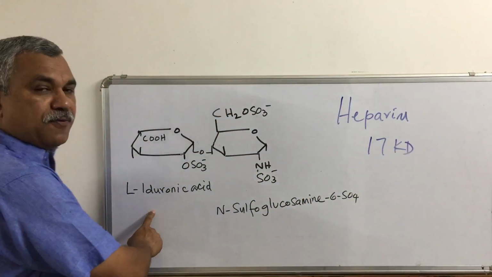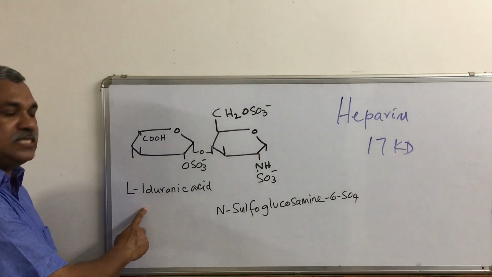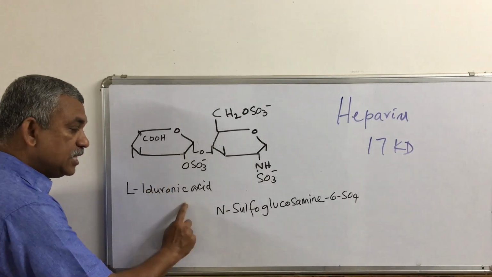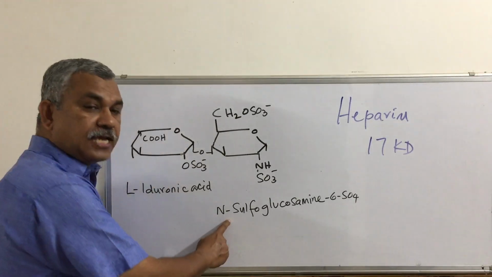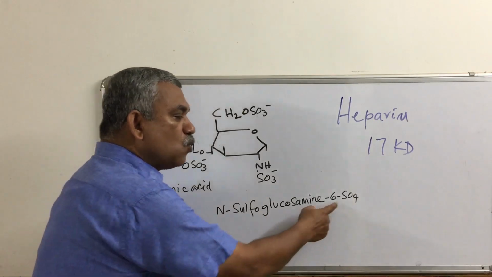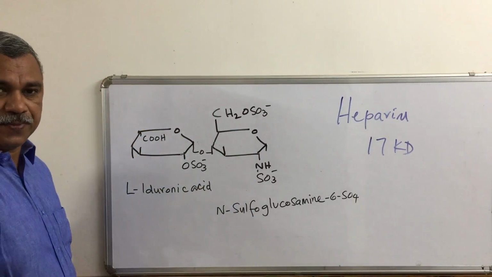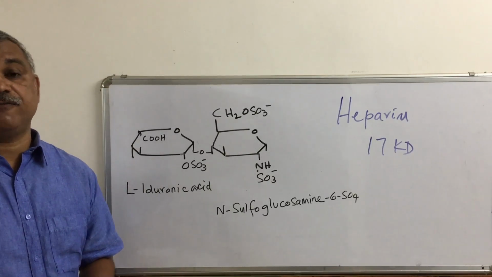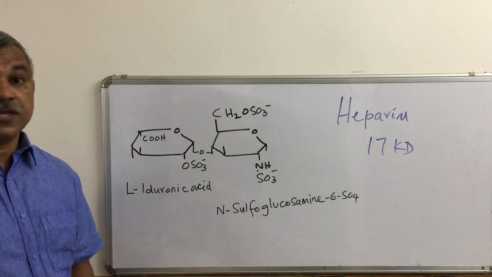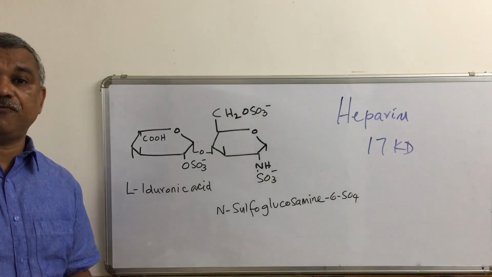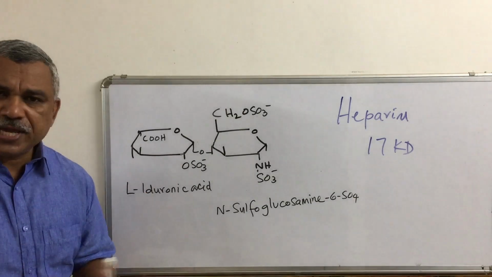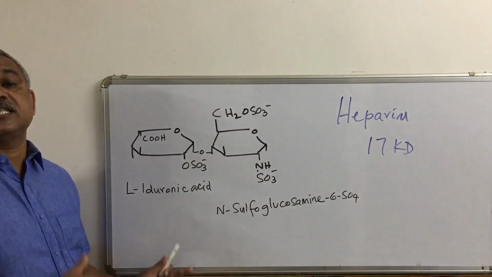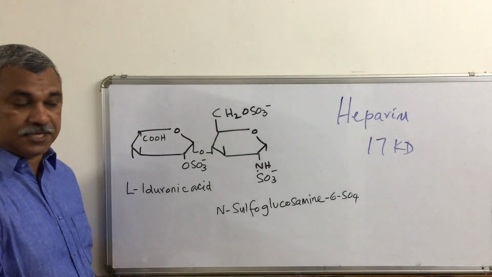This molecule is made up of these two monomeric units. One is L-iduronic acid. So remember, we have put the COOH inside. This is iduronic acid. And the next molecule is N-sulfoglucosamine 6-phosphate. In heparin and heparin sulfate, you will find plenty of sulfation happening, which was not observed in the case of hyaluronic acid. Hyaluronic acid is not at all sulfated, whereas now onwards all the glycosaminoglycans that we will come across will be sulfated.